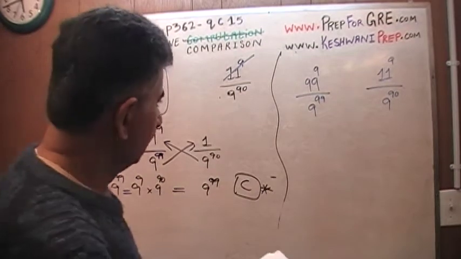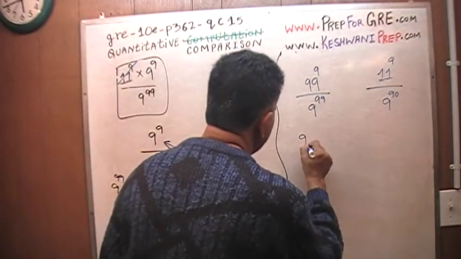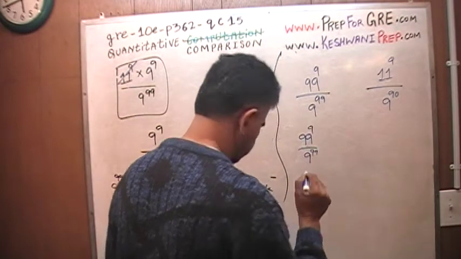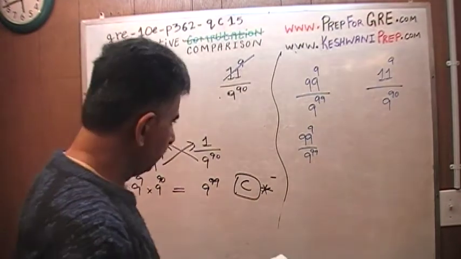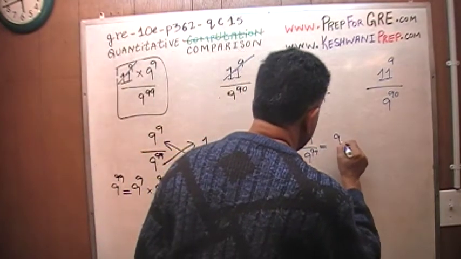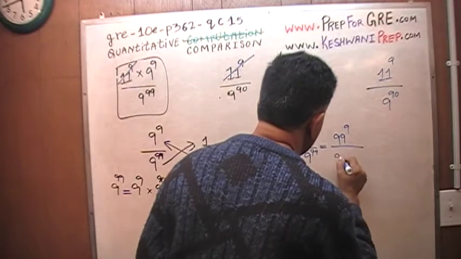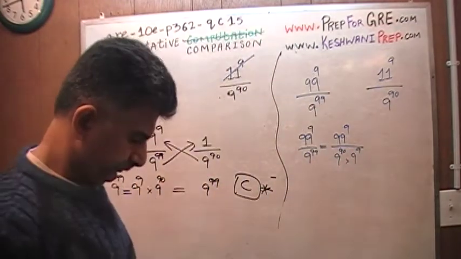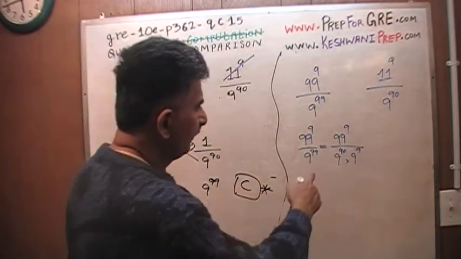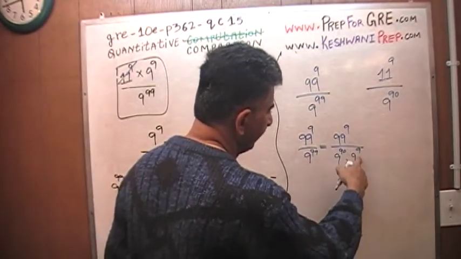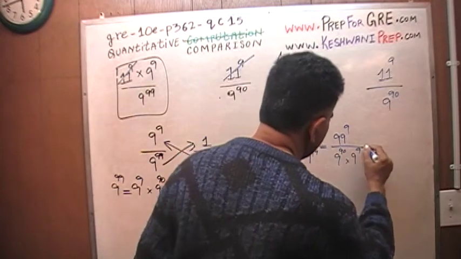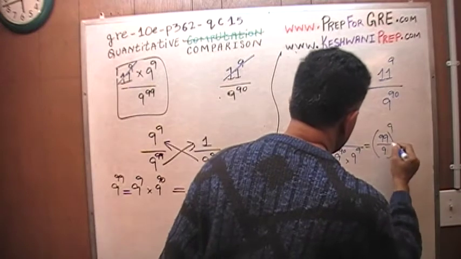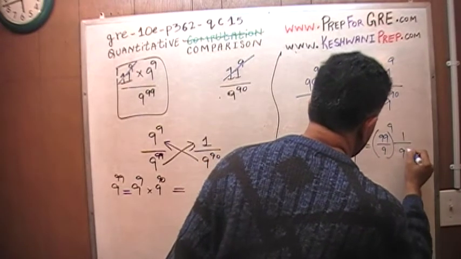Well, let's start with this guy. 99 raised to 9 versus 9 raised to 99 should be the same as 99 raised to 9 over 9 raised to 90 times 9 raised to 9. We have 99 raised to 9 and we have 9 raised to 9. I'm going to put them together, this and this together. So we end up with 99 over 9 raised to 9 times 1 raised to 9 over 90.